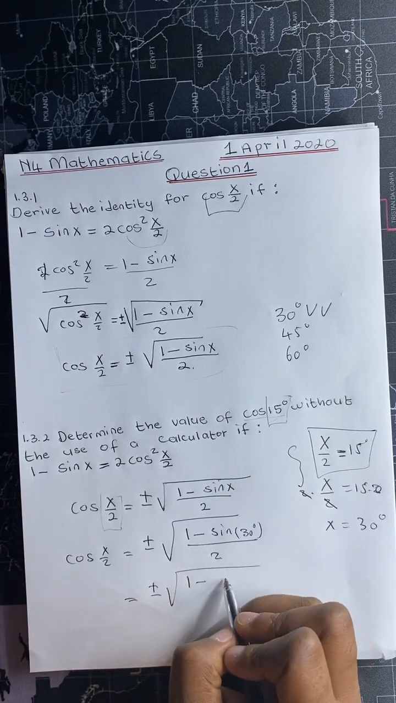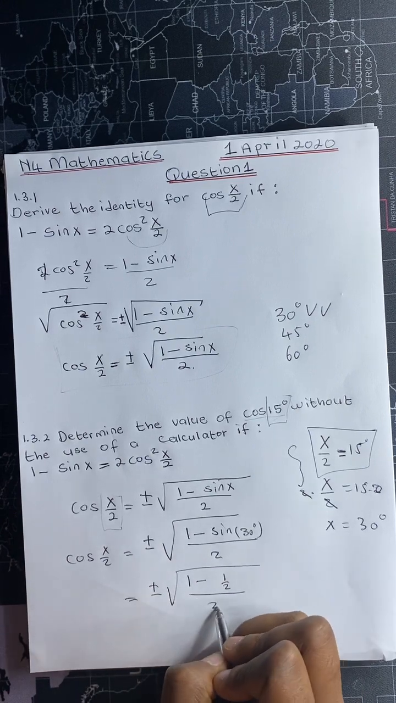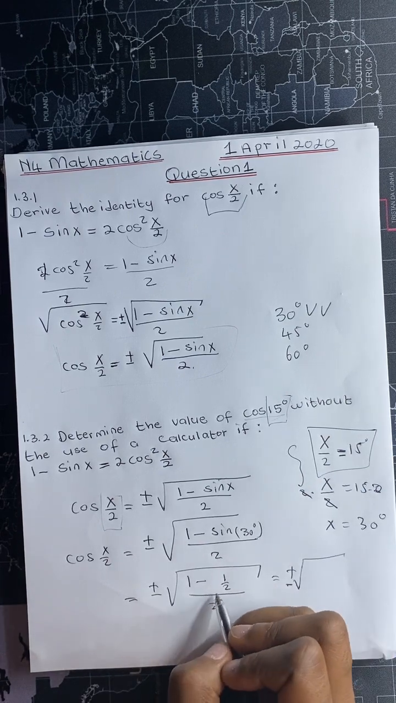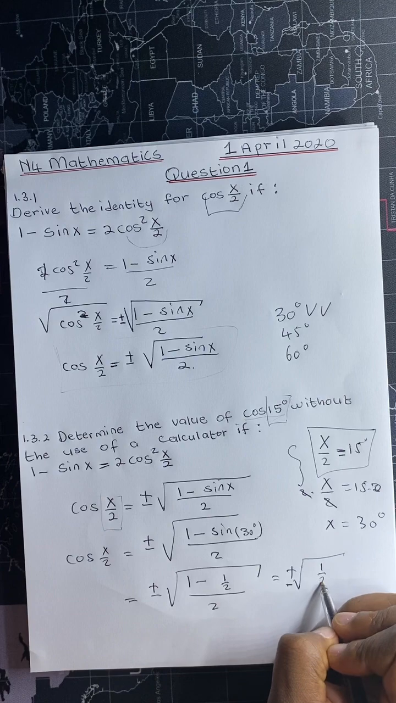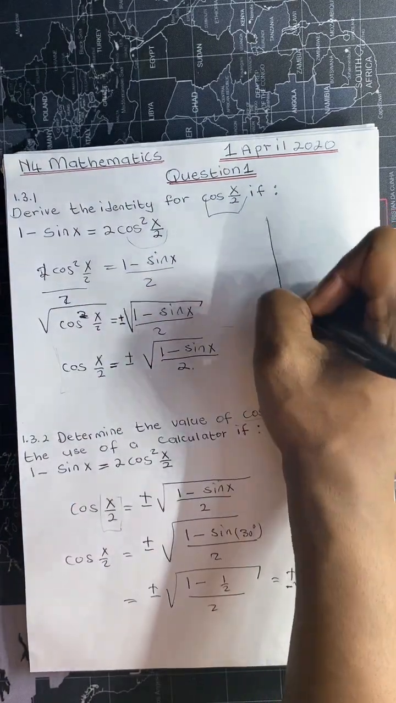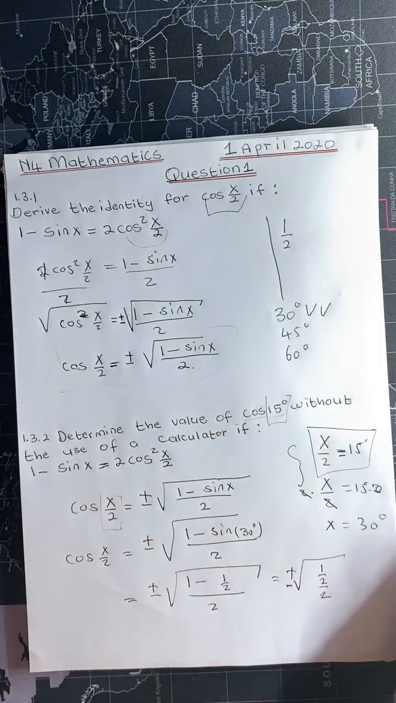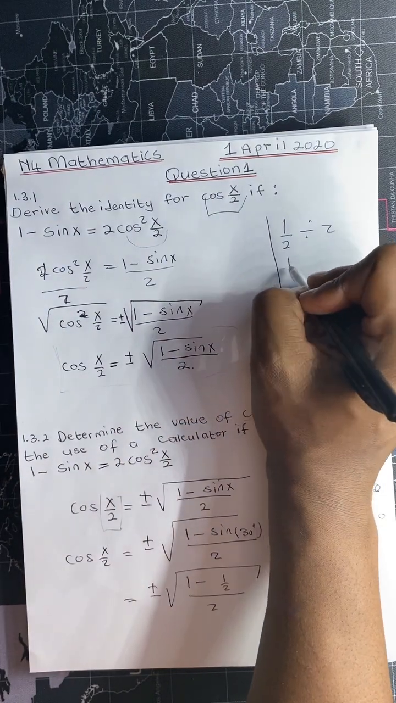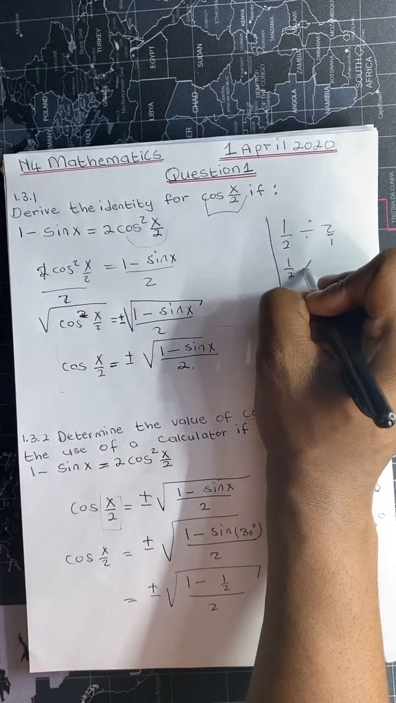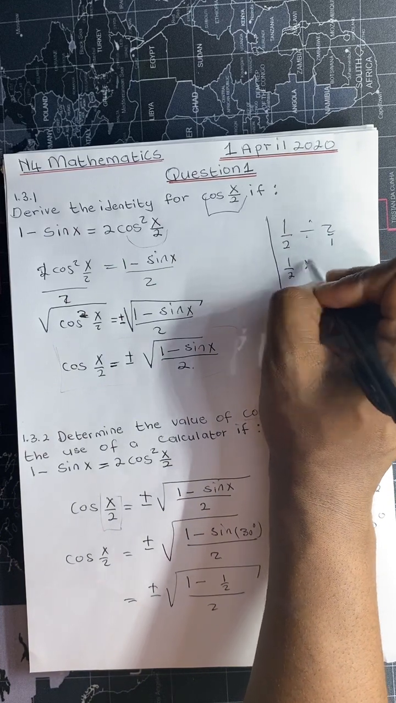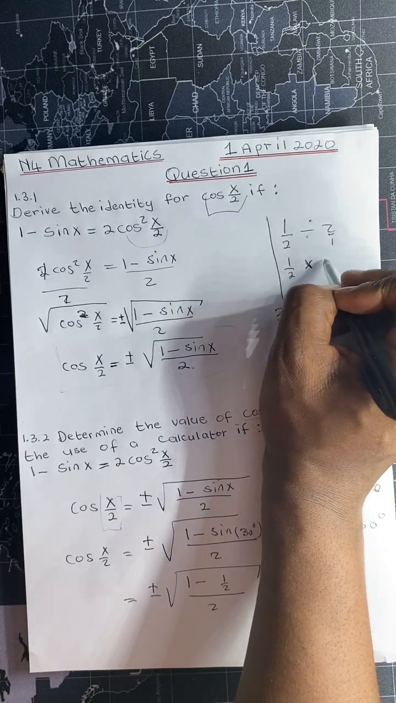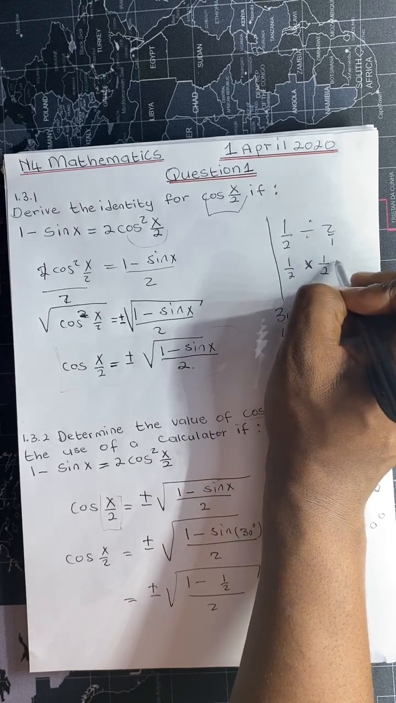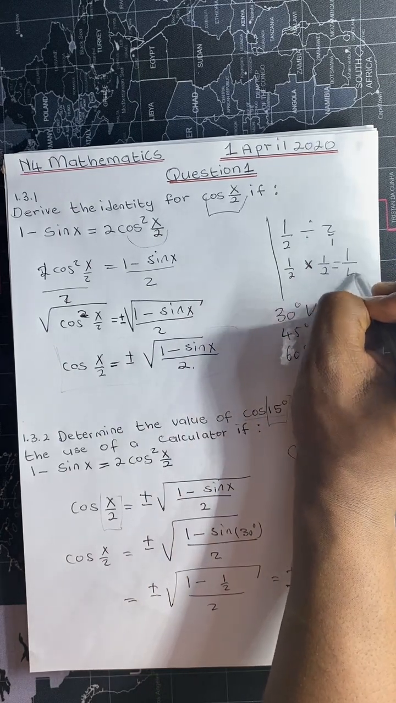So the sine of 30 degrees is equal to 1 over 2, plus or minus the square root of 1 minus 1 over 2, which is equal to 1 over 2 divided by 2. We have 1 over 2 divided by 2. We are trying to simplify 1 over 2, so this is divided by 1. So we introduce this multiplication sign instead of that division sign, and when we do that, this numerator will become the denominator, and this denominator will become the numerator. So this will be equal to 1 over 4.